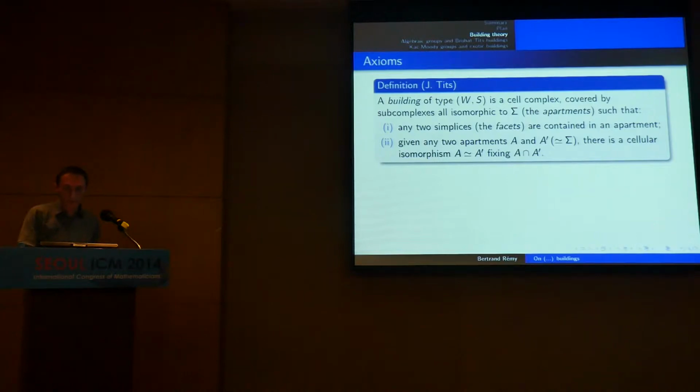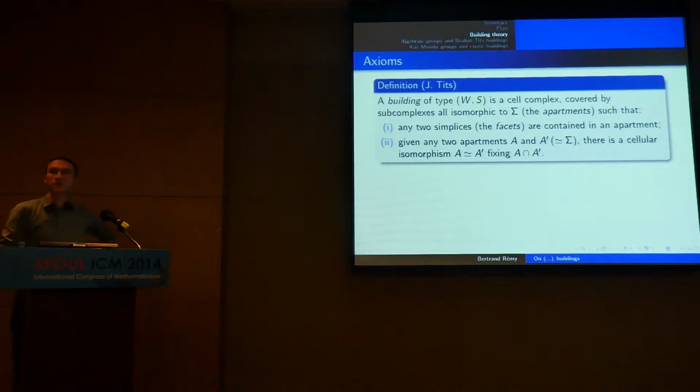And the second complementary one is the fact that given any two apartments, there is a cell isomorphism between them which fixes the intersection inside the building. Of course, we know that they are isomorphic by definition, but we want them to be precisely isomorphic via an isomorphism which fixes the intersection in the space.